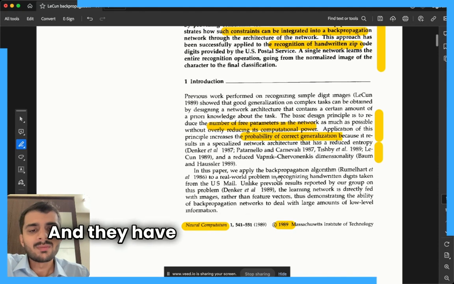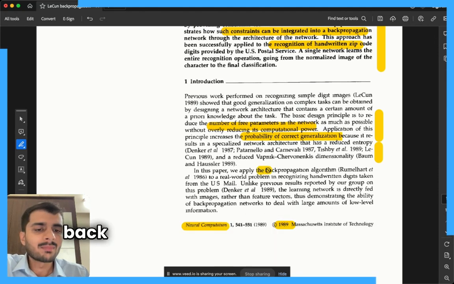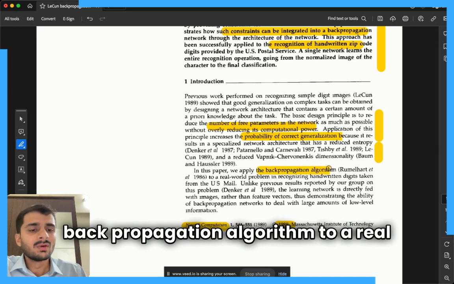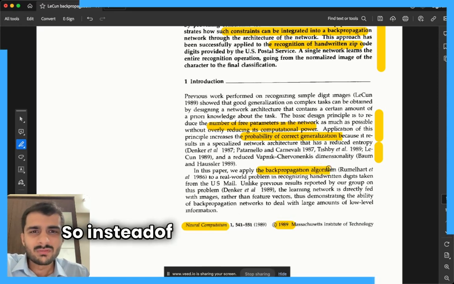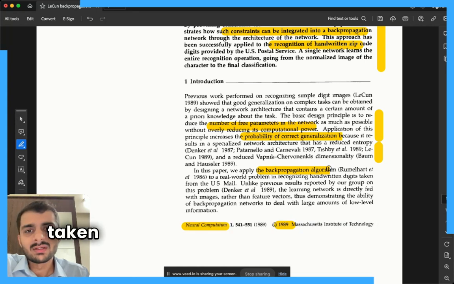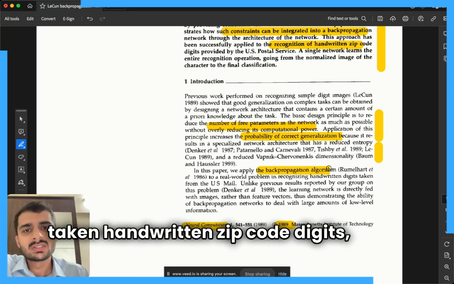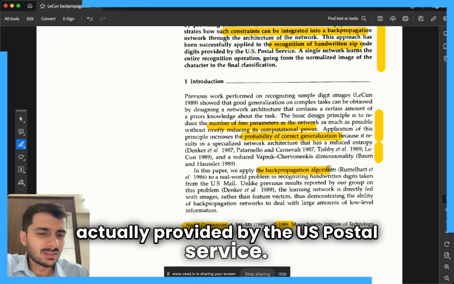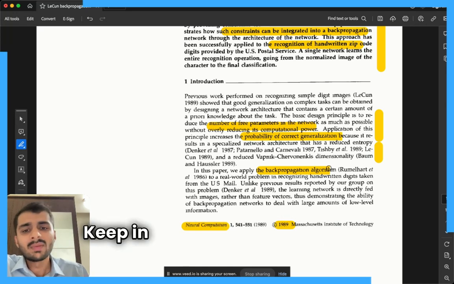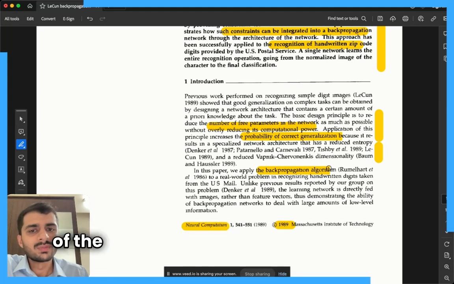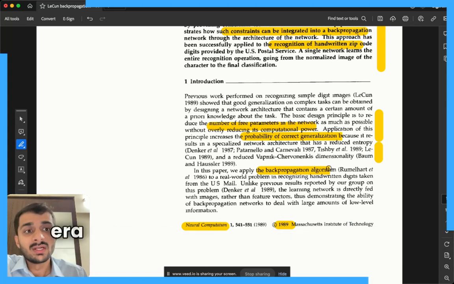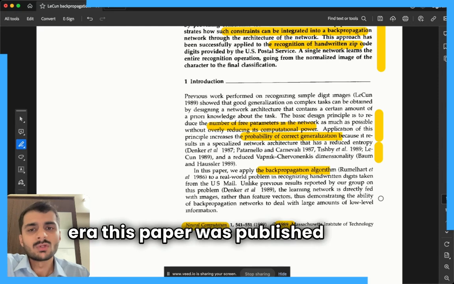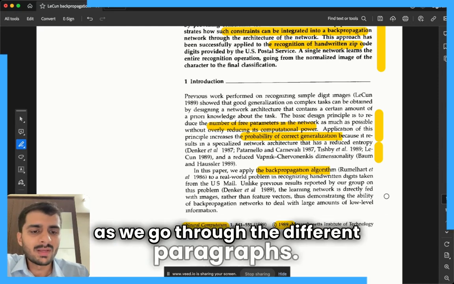And they have applied this principle and the backpropagation algorithm to a real world problem. So instead of handwritten digits, they have taken handwritten zip code digits, which are actually provided by the US Postal Service. Keep in mind that back then the computational power of the machines was also not very high. So let's keep the decade and which era this paper was published in mind as we go through the different paragraphs.